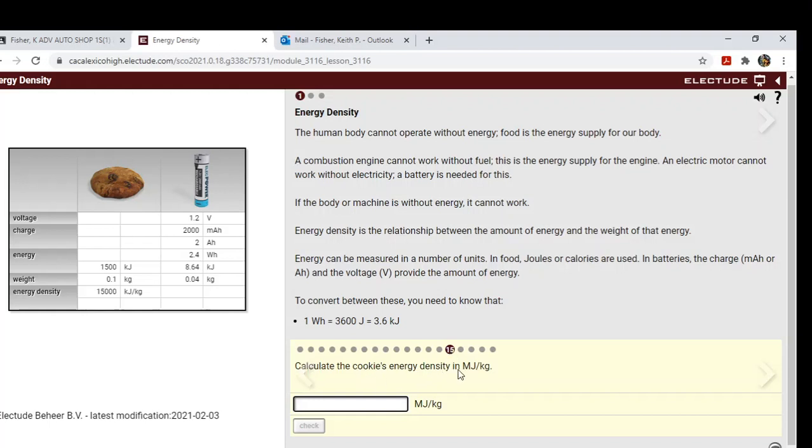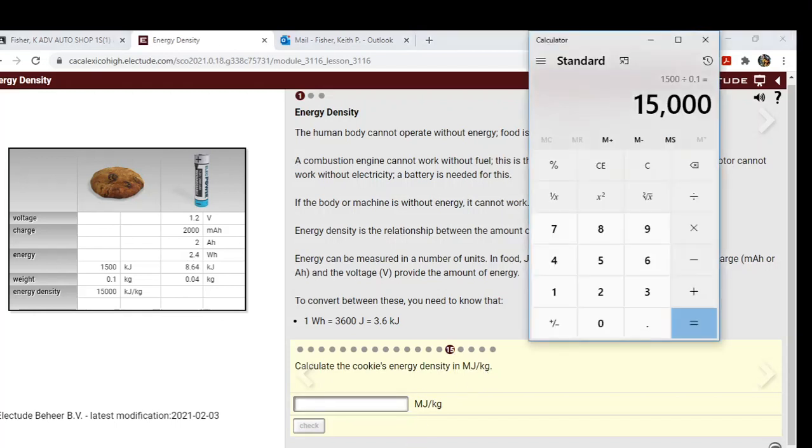Question 15. Calculate the cookie's energy density in megajoules per kilogram. So here what we need to do is another division problem. We're going to be dividing 15,000 kilojoules per kilogram by 1,000, and we're going to get 15 megajoules per kilogram.